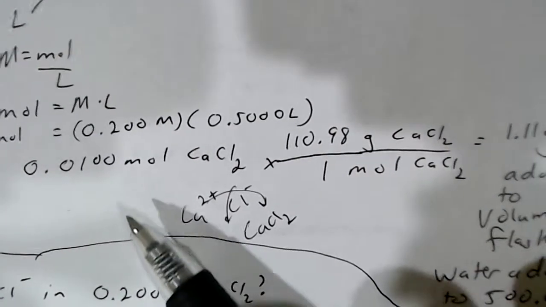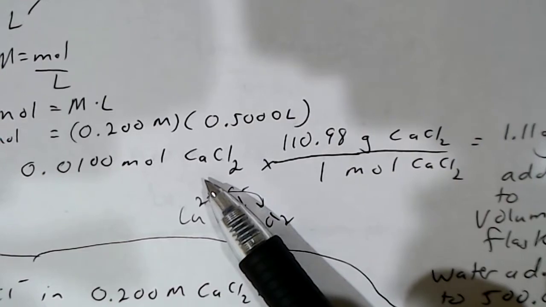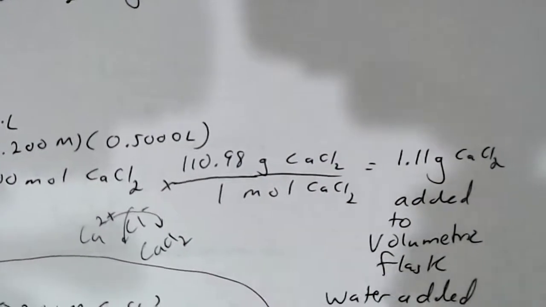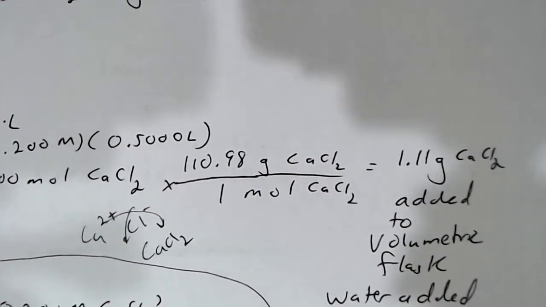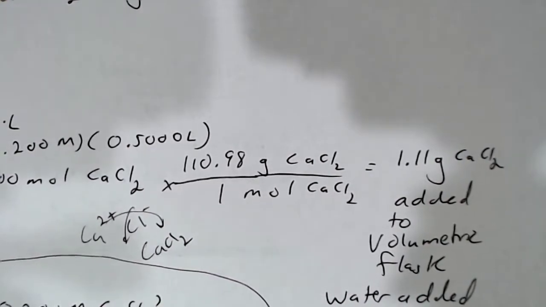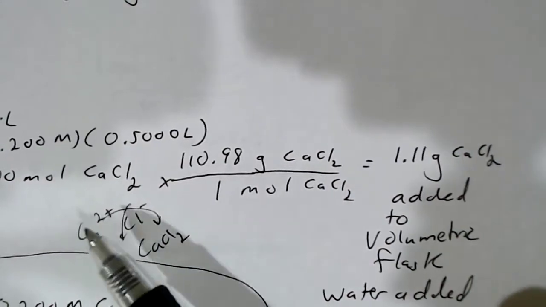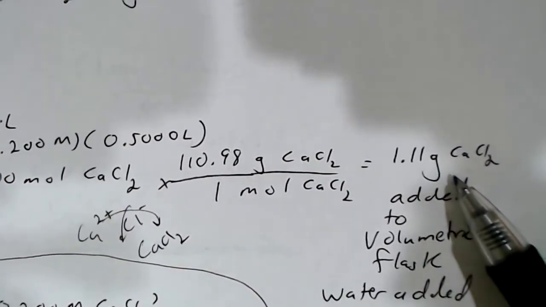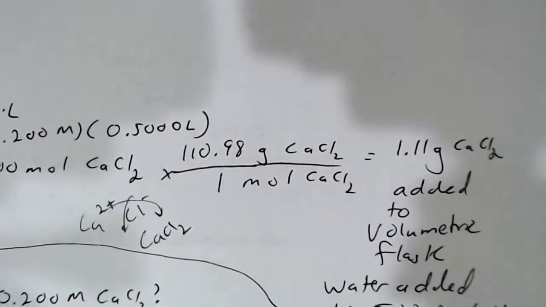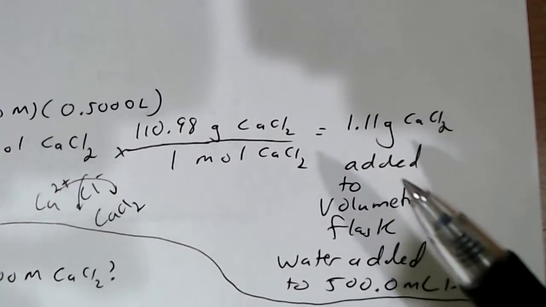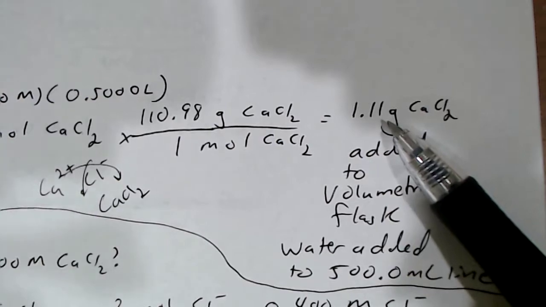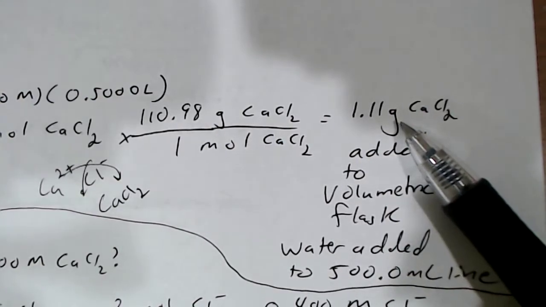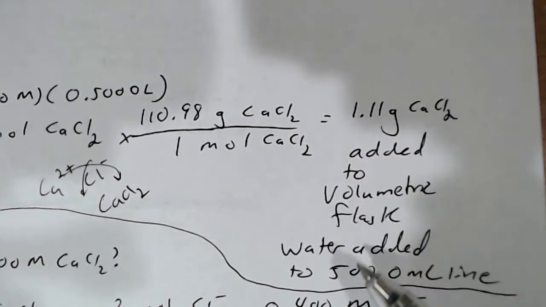All right, so we know the number of moles of calcium chloride that we need to prepare the solution. Now we can't measure out a certain number of moles though. Our scales don't measure moles, they measure grams, mass. So convert your moles of calcium chloride into mass of calcium chloride by using the molar mass. And so you can find that to prepare the solution, you want to have 1.11 grams of calcium chloride and then add water to it until you get to the 500 mL line.